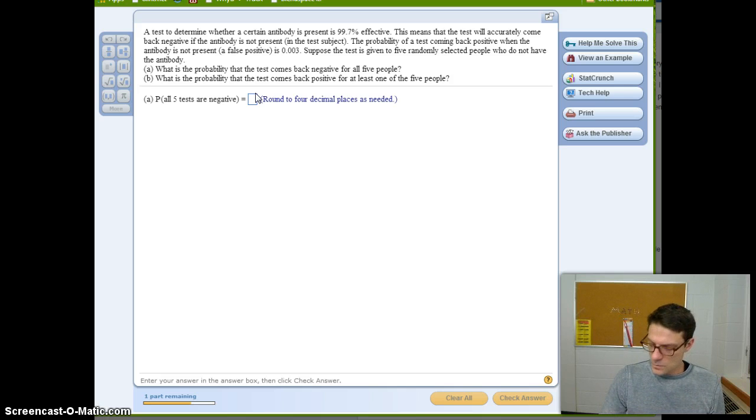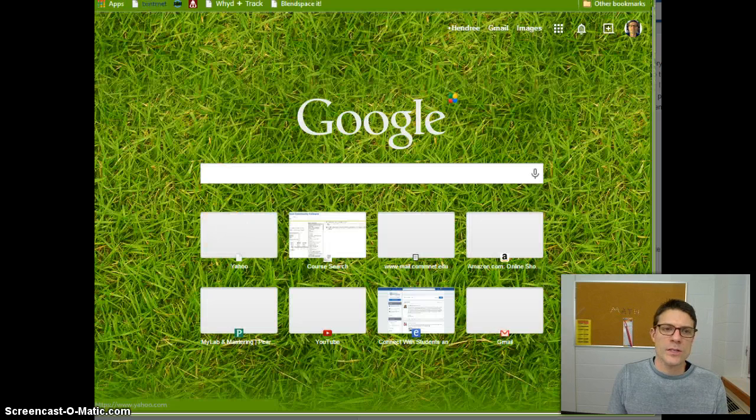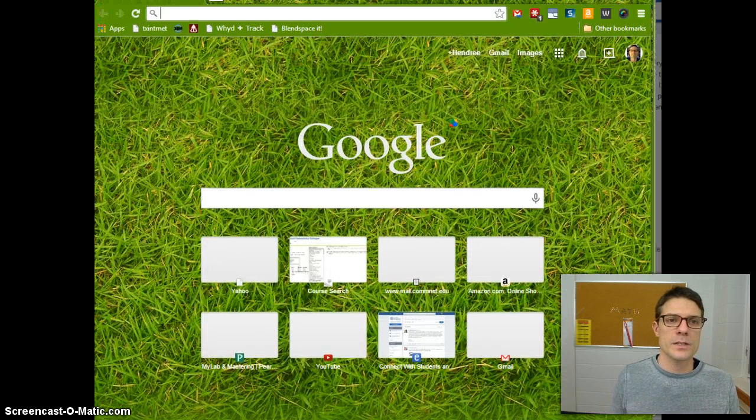So the probability for each individual person is 0.997, right? And the tests are independent of each other. Use of the test on one person doesn't really affect the probability that it accurately predicts the antibody's presence in another person. So all we have to do here is, we have 5 different situations in which we have a 99.7% probability. We're just going to multiply the probability of each of those situations by each other.